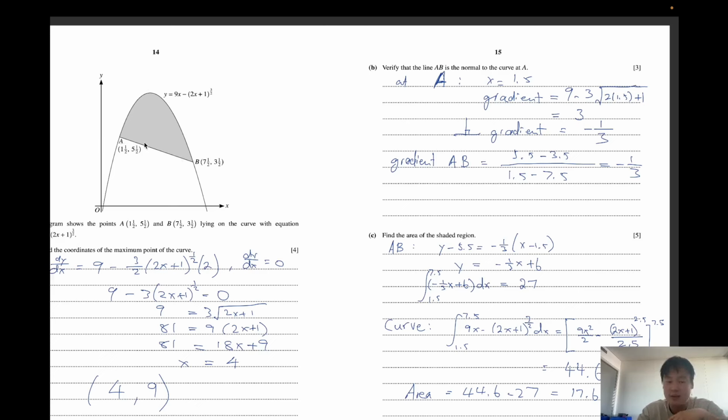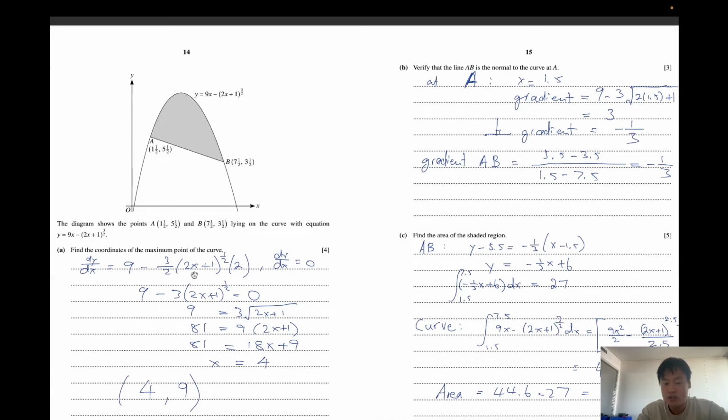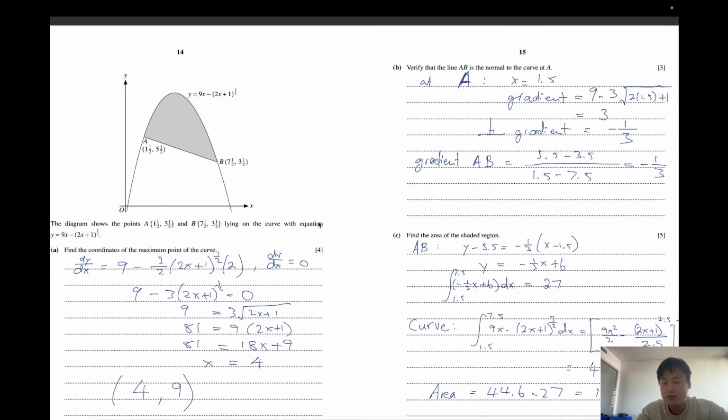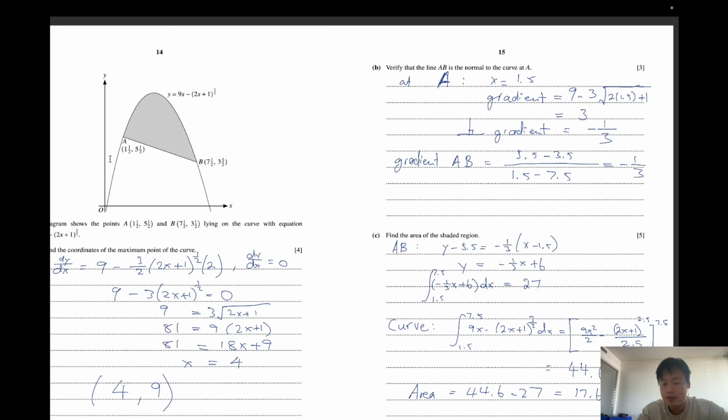The normal is just going to have the same gradient, isn't it? Like the line AB, if you were to prove it's the normal, that means the gradient of AB had better be the same as the gradient of the normal at A. So let's find the gradient of the normal at A first. At A, the gradient is just going to be 1.5 substituted into the differentiation equation over here, yes or no? Which is 3. So therefore, the perpendicular gradient is just negative 1 divided by that. So we've proven over here that negative 1 over 3 is the gradient of the normal at A.